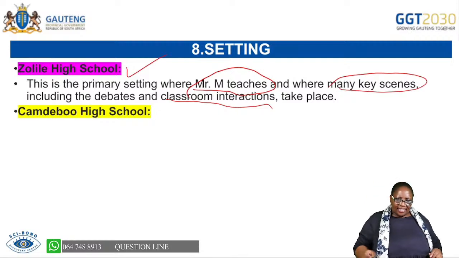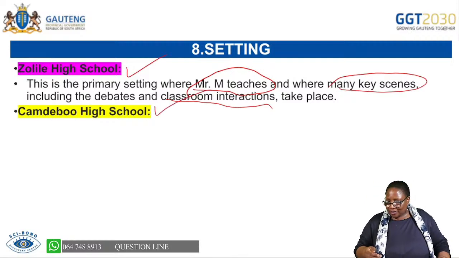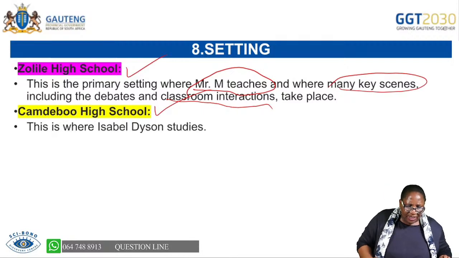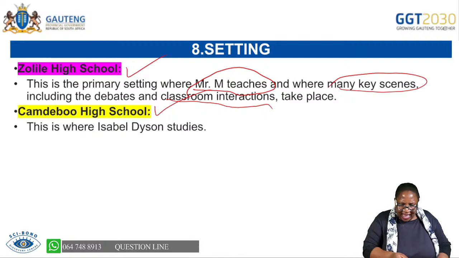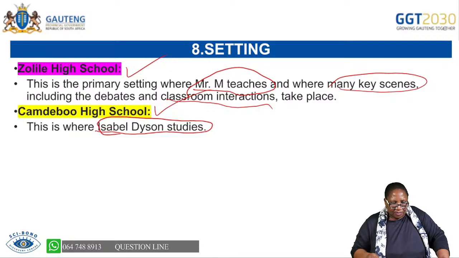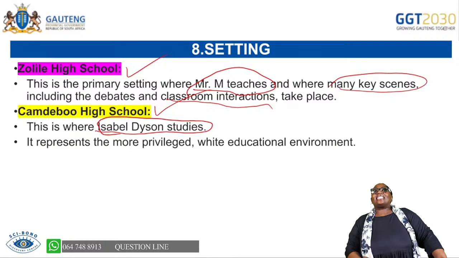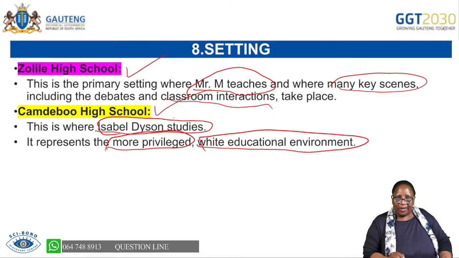The other setting is Camdebo High School. I hope you remember Camdebo High School. Yes, that is where Isabel studies. I hope you got it right. Yes. It represents the more privileged white educational environment.